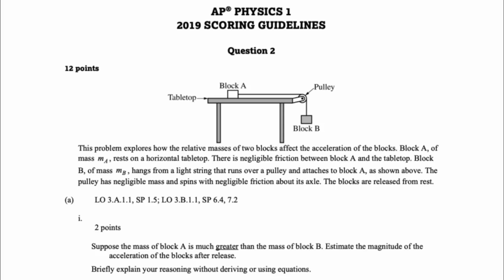So suppose the mass of block A is much greater than the mass of block B. Estimate the magnitude of the acceleration of the blocks after release. So the magnitude of the acceleration should be very small or even zero. And this is because if the mass of block A is much greater than the mass of block B, logically you can imagine that block A would not move very much, even if block B is released.